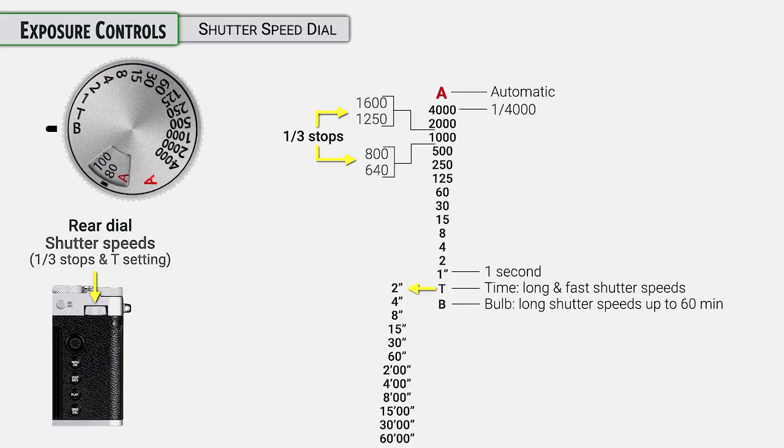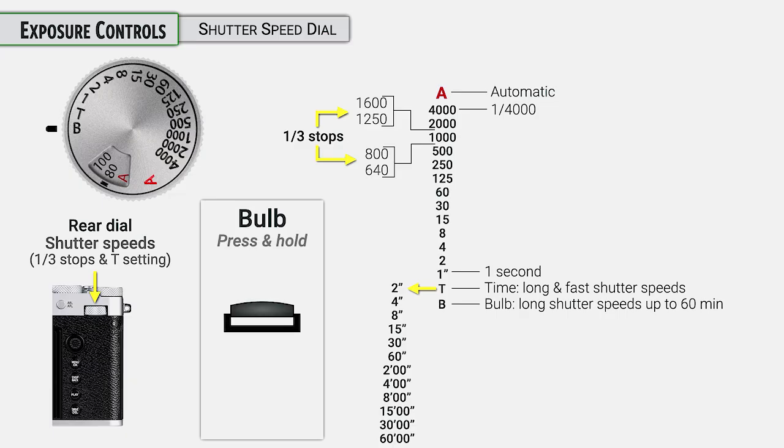Now we do also have a bulb, and bulb is kind of like T in that it's a long exposure, which T does, but it does other things as well. Bulb is when you press down on the shutter release and the shutter stays open for as long as your finger is on the shutter. And this can be really handy when you don't know how long you want the shutter open.